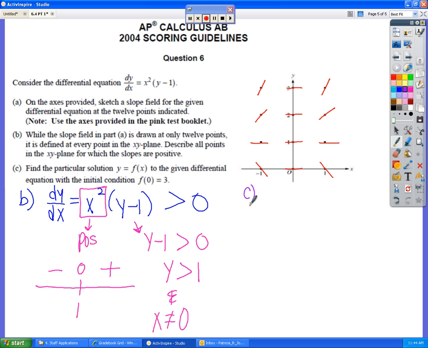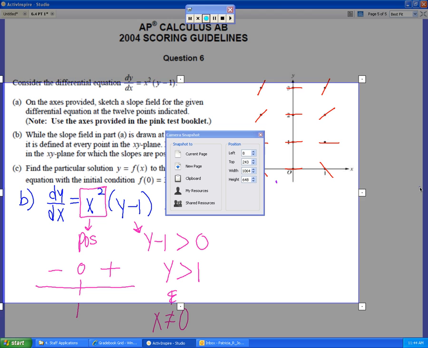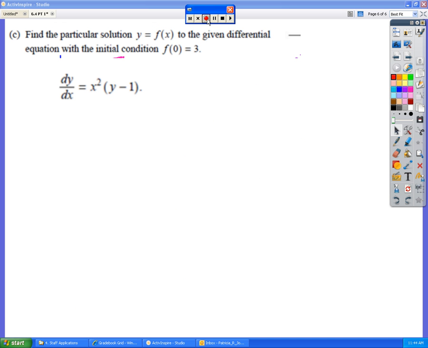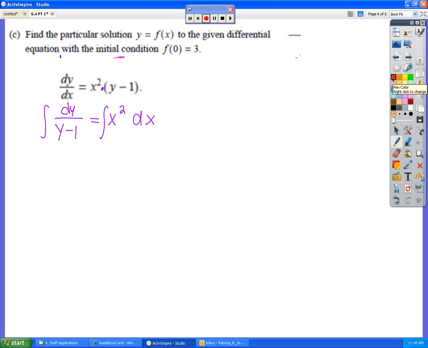Part C, find the particular solution to the given differential equation with the initial condition. So I'm going to do a separable differential equation. I'm actually going to move this to a different page. So there's my differential equation, and I'm going to solve it with an initial value. So it's separable, meaning the function of x is multiplied by the function of y. So first thing I'm going to do, I'm going to move the terms around so that the x's and y's are separated. I'm going to take the integral of both sides. This problem should look somewhat familiar. We've done something similar to it.